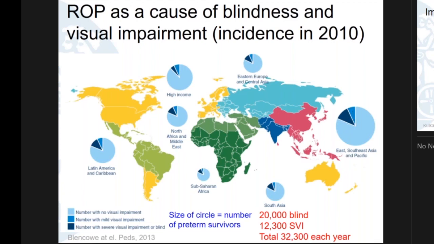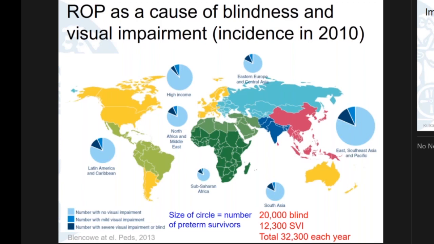And this world map shows a schematic representation of the numbers of preterm babies who are surviving, which is the total size of the blue circles. And then the blind is the dark wedge and the vision impaired is the paler wedge. Now, what you can immediately see from this is that RoP is now causing blindness in children in all regions of the world, but particularly in the very large populations of East and Southeast Asia and the Pacific.